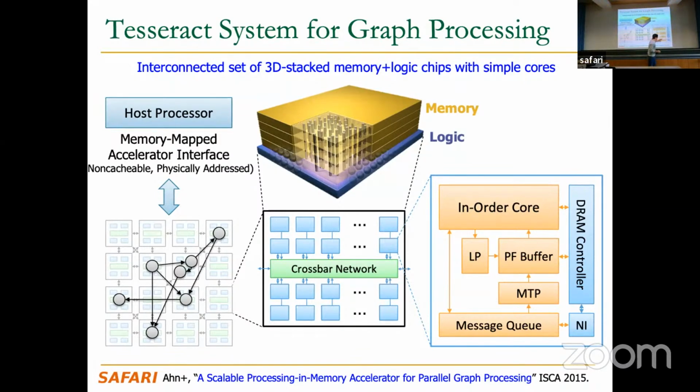Basically, this message queue is for communication with other cores, and then we have these two units. It's a line prefetcher and a message trigger prefetcher that are used to bring data early in advance before it's going to be needed by the core, right? And as you see, both the PF buffer and the in-order core are connected to the DRAM controller to access the layers on top, and then this network interface to communicate with other cores through the crossbar network.